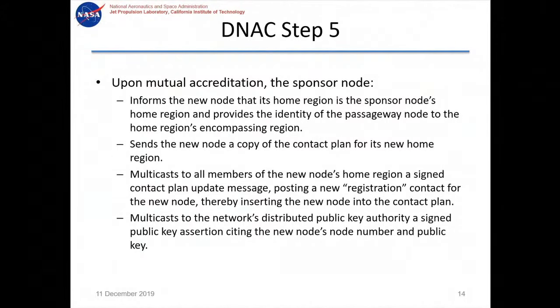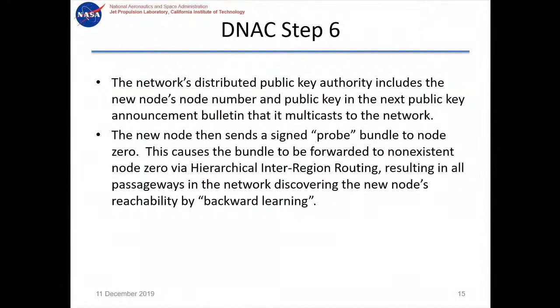The public key authority then can include the new node's node number and public key in a message that it multicasts to everybody in the network who's interested in public keys and in a bulletin. And there's a mechanism for doing that in a trustworthy fashion that we think is survivable against natural disasters and lots of different kinds of attacks.